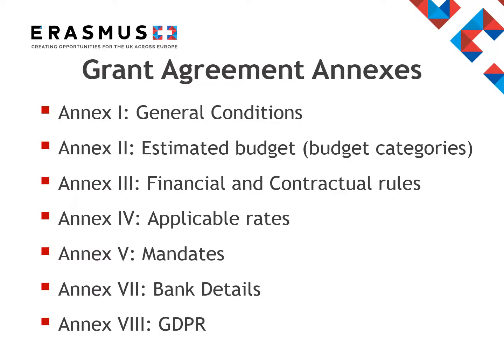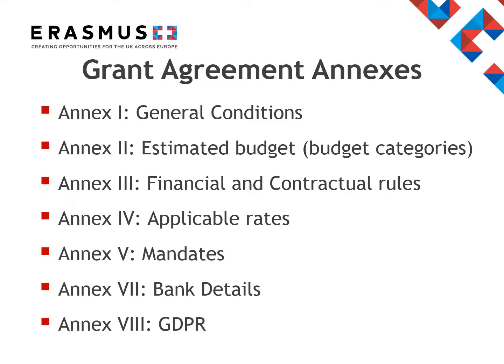So you should have received the following annexes with your grant agreement. Annex 1, which is the general conditions. Annex 2, this is important as it contains information about your estimated budget. And Annex 3 is the financial and contractual rules, and this contains clarification on the use of the grant under the different budget categories. It is very important that you read that annex.